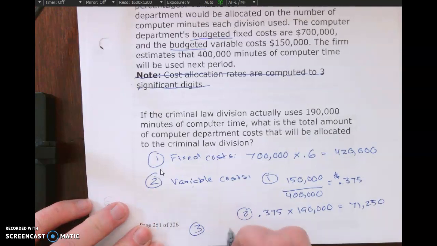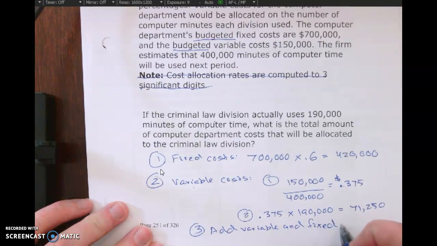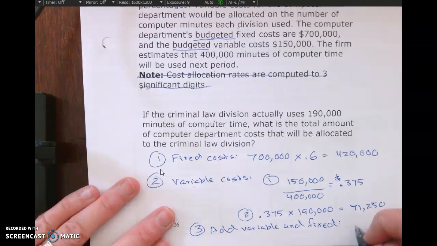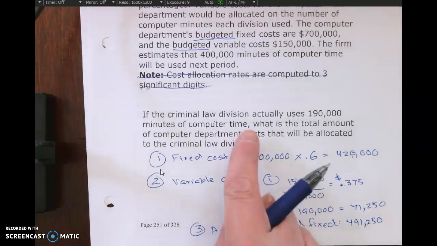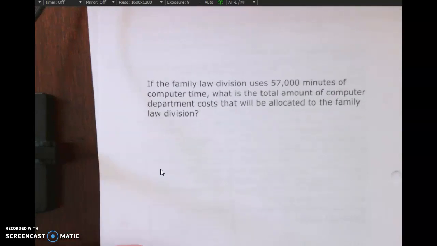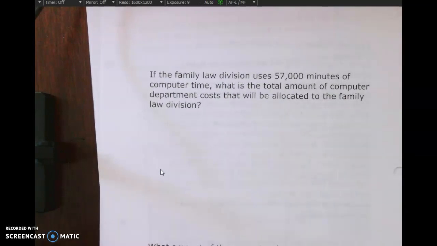Step 3, add variable and fixed. So now what I can do is I can go my 420 plus my 71, and this gives me my 491,250, which is the total amount of cost that will be allocated to criminal law. Okay? So if we look at the next problem over here, it says if family law uses 57,000 minutes of computer time, how much are they going to be allocated?